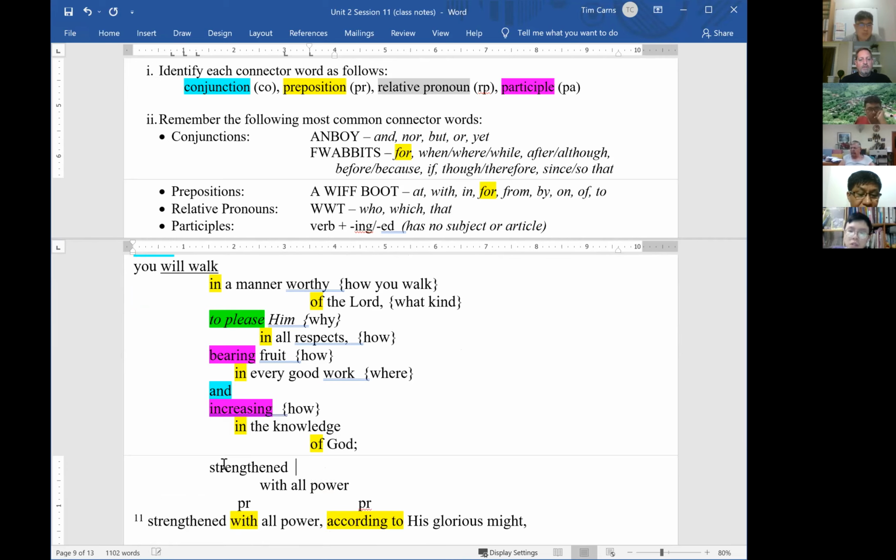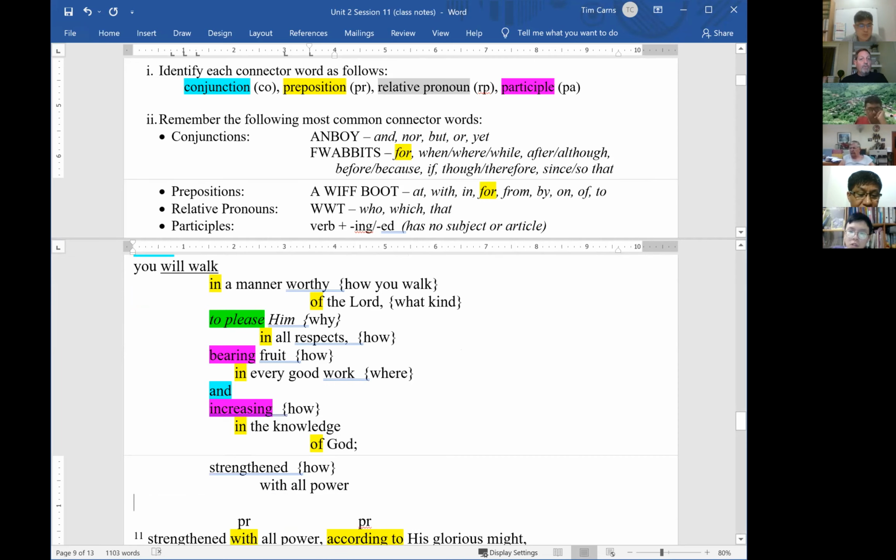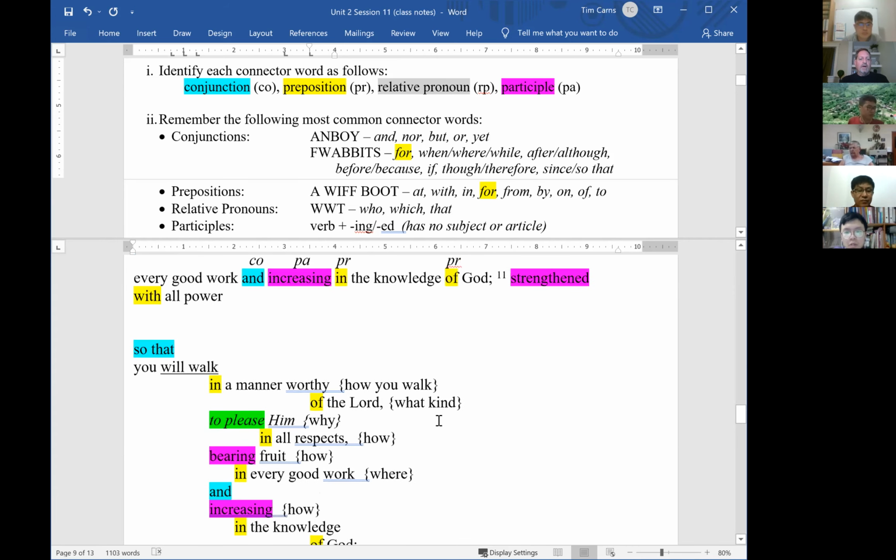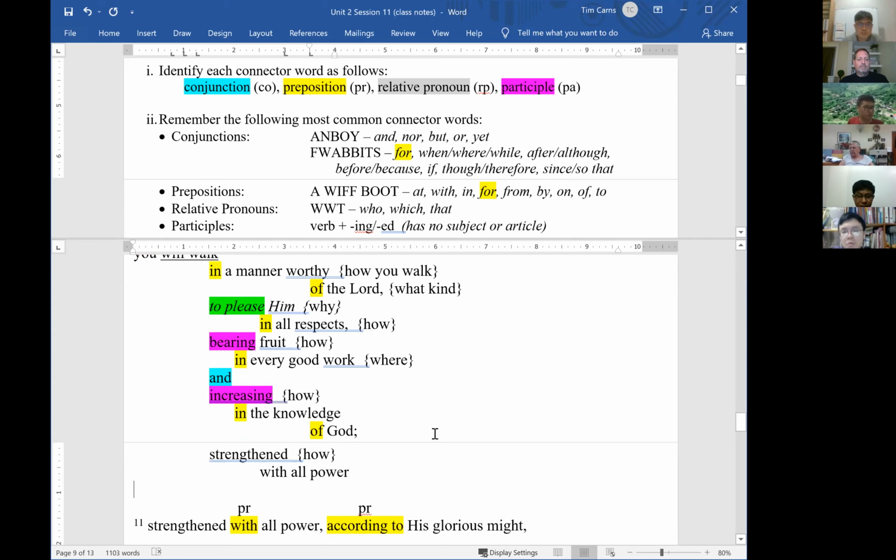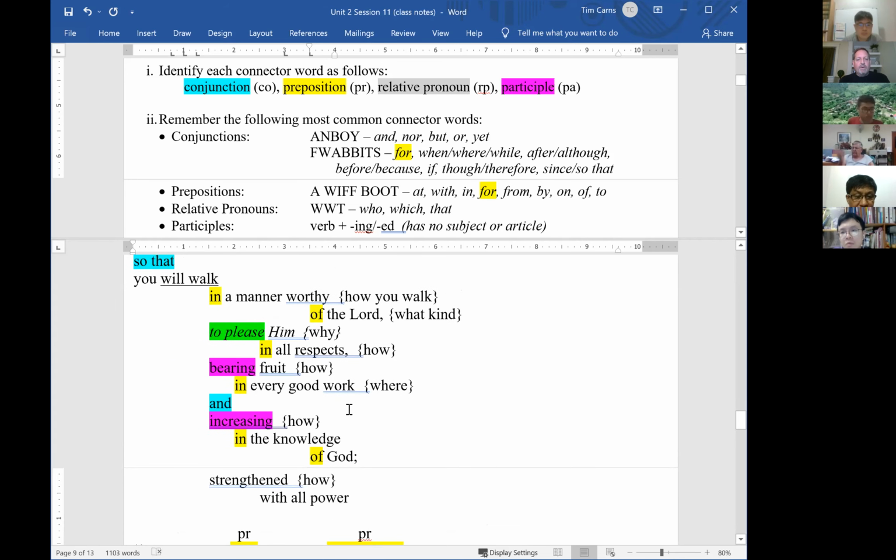And it appears again probably to be answering the question how we will walk. How do we walk? By being strengthened with all power. All right. And by the way, let me just give you this bonus here, guys. You might look at this list and go, okay, this word to please is kind of odd here because you've got a participle after it, another participle after it, and another participle after it.